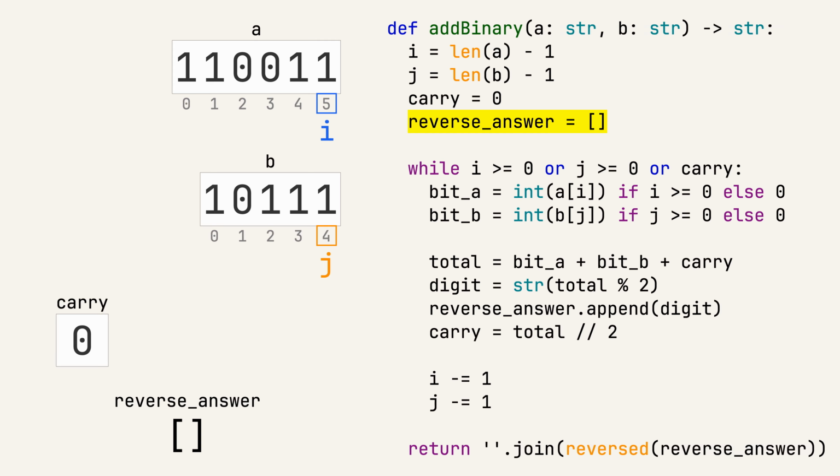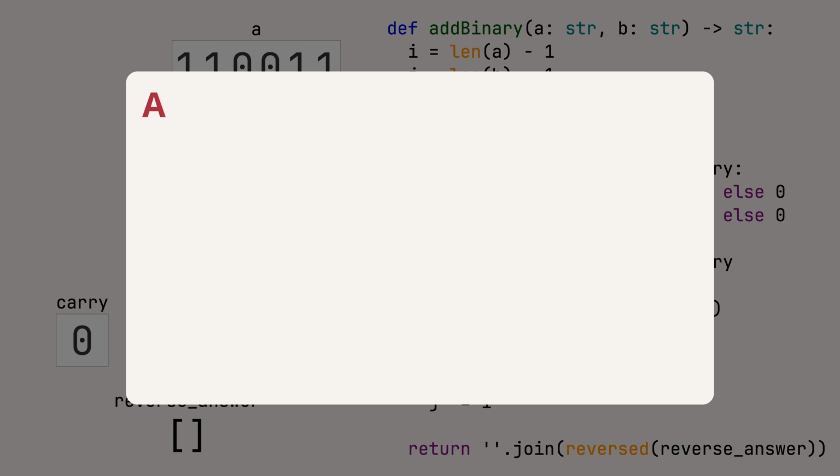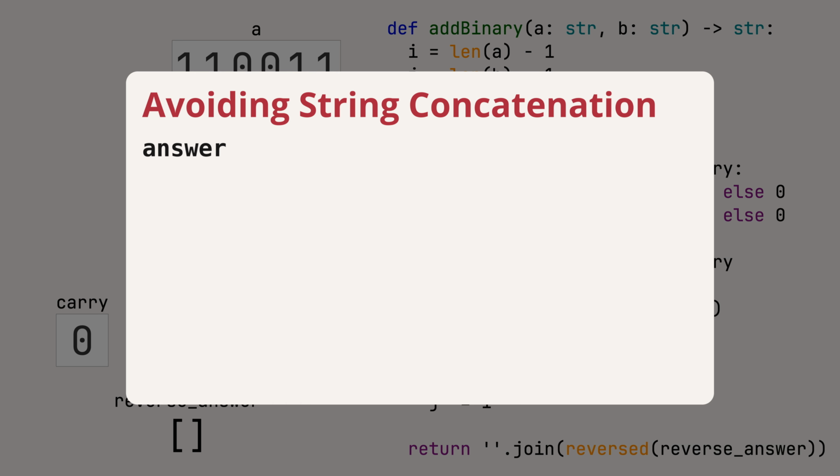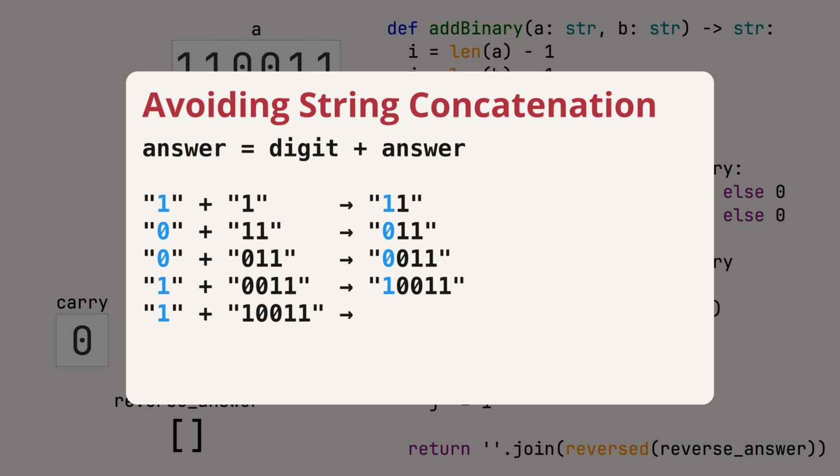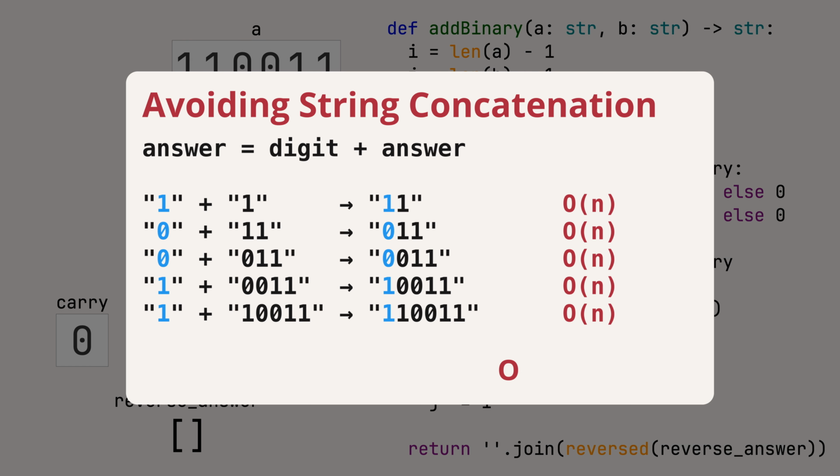Now the reason I'm using a list here is because I want to avoid string concatenation. We really want to avoid doing something like answer equals digit plus answer, and concatenate each digit to the previous answer string. Because strings are immutable, so the entire string has to be copied each time, which means each concatenation runs in O of n time, if n is the length of the answer string. And since we have to do this n times, the overall time complexity is O of n squared.